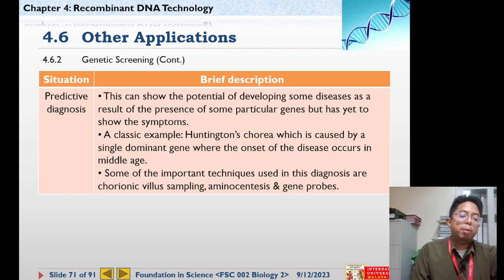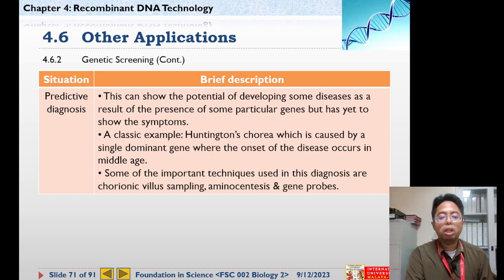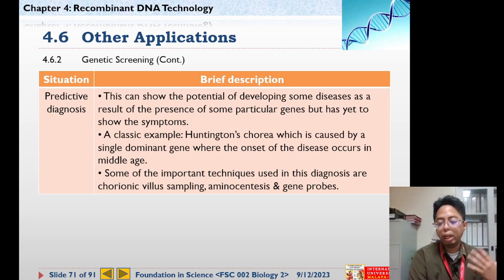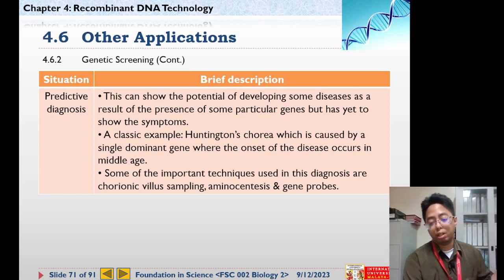And the last one, predictive diagnosis. If you look at the name, predictive means that you are using it to predict something. They can show potential of developing some diseases as a result of the presence of some particular genes, but it doesn't happen yet. For some diseases, you actually have the gene, but the disease doesn't happen right away. It happens later in life.